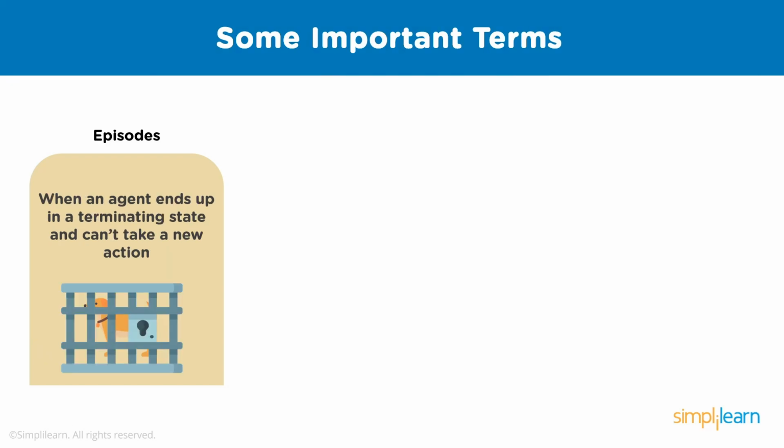And episodes: when an agent ends up in a terminating state and can't take a new action. This might be if you're playing a video game, your character stepped in and is now dead or whatever.